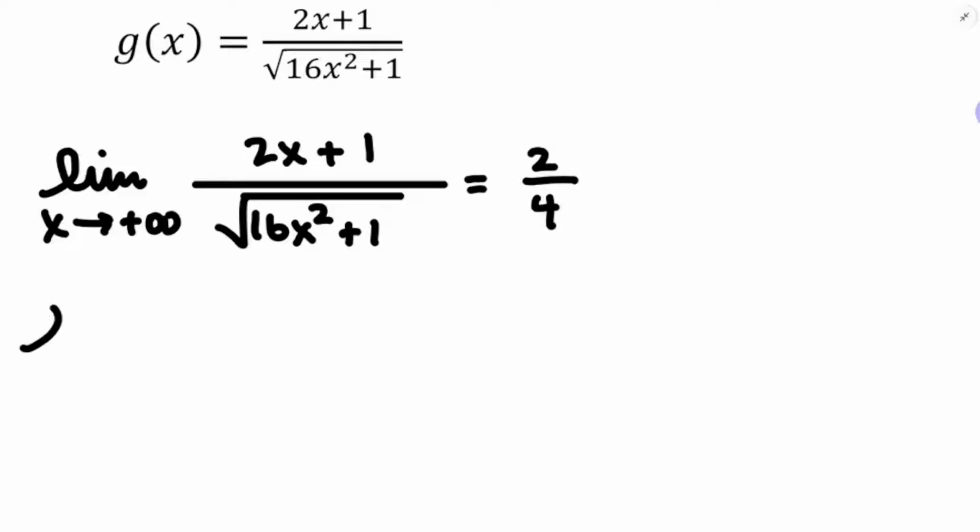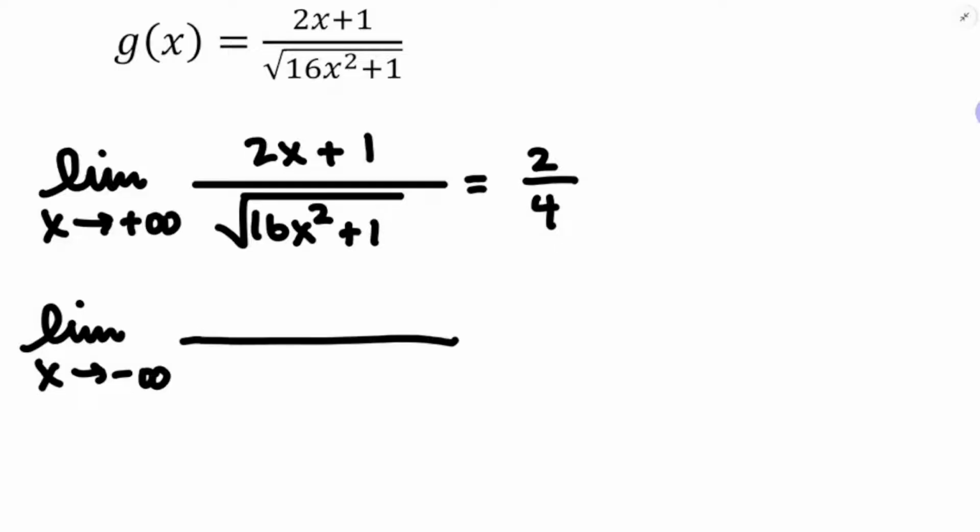Okay, and then as x approaches negative infinity, kind of the same thing's going to happen. I'm going to have 2x plus 1 in the numerator and something in the denominator that's a lot like 4x. But really what it's like is 4 absolute value of x. Because if you take a negative number and you square it, multiply it by 16 and add 1, you're going to have a very positive number. And you take the square root of that, that's going to be a positive number also.